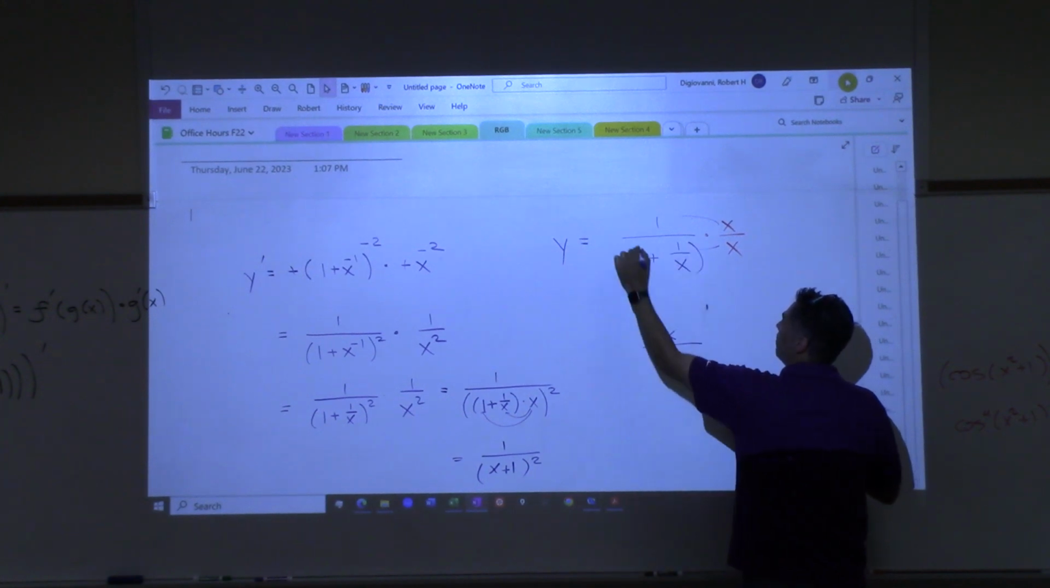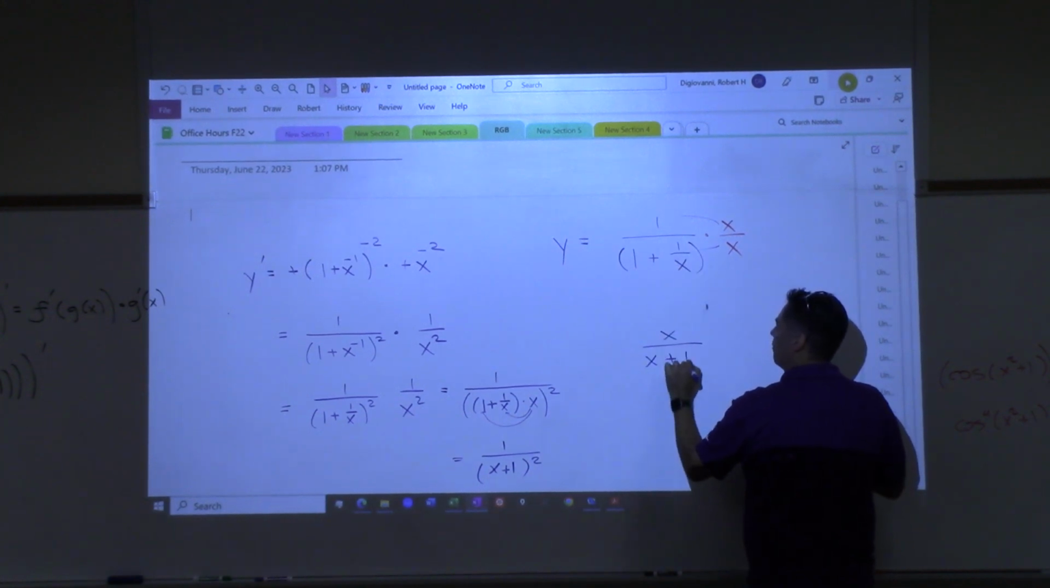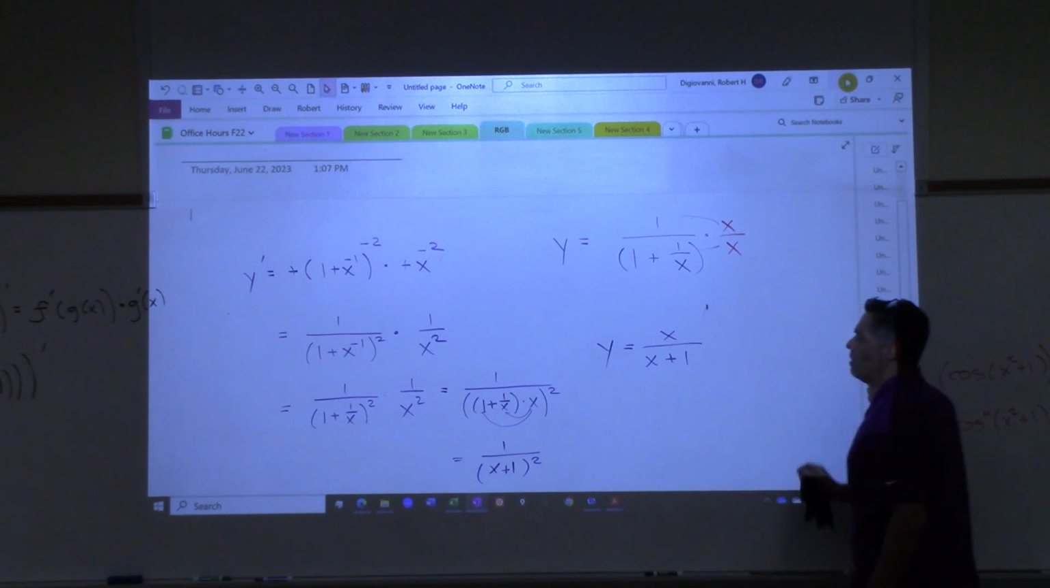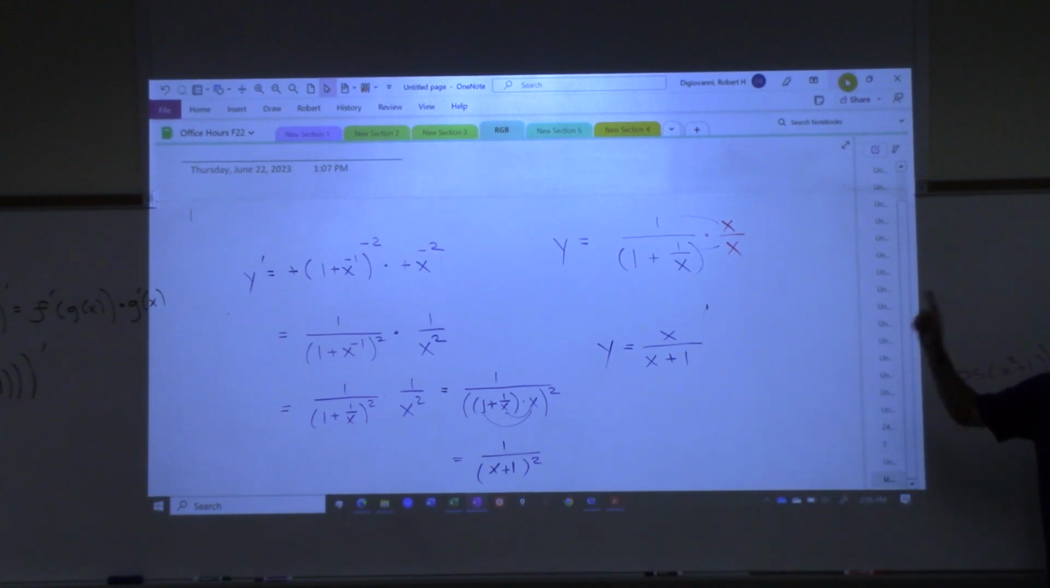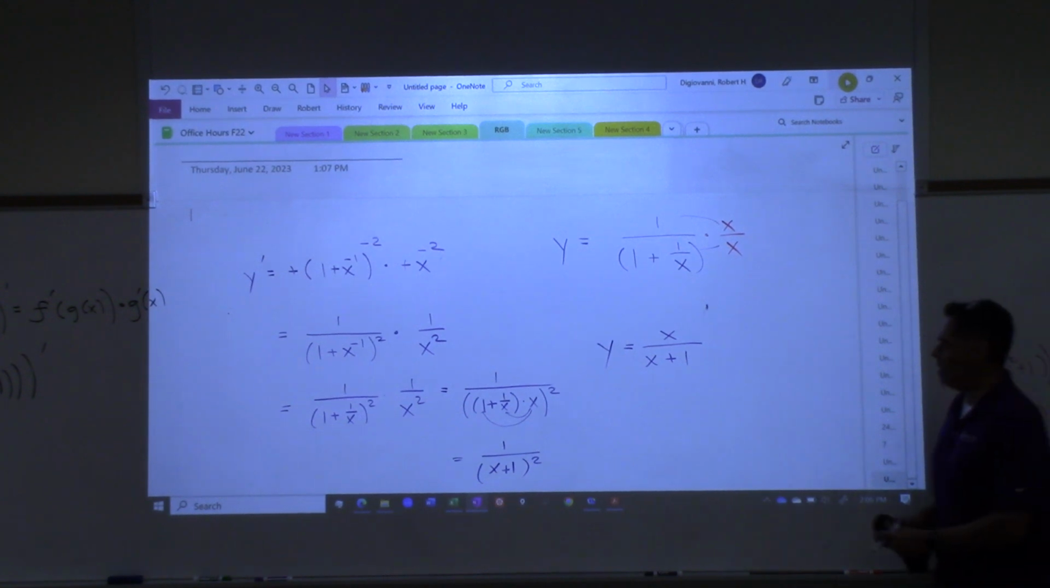This has to go through to both. So x plus 1 is y. And now Grant did the derivative of that using the quotient rule from last class, right? Let's do it.